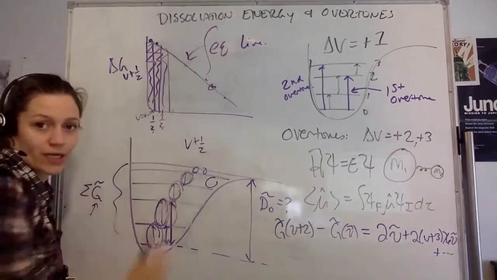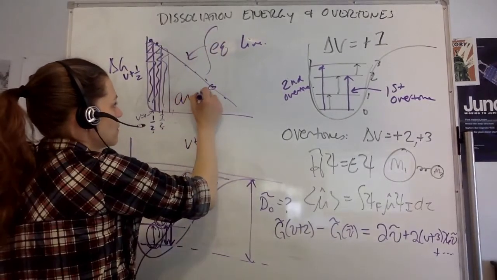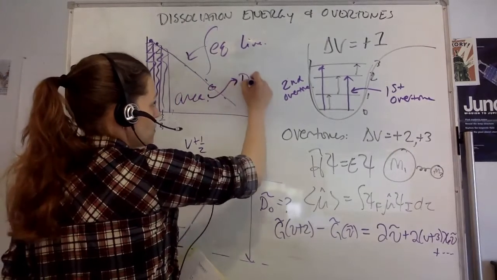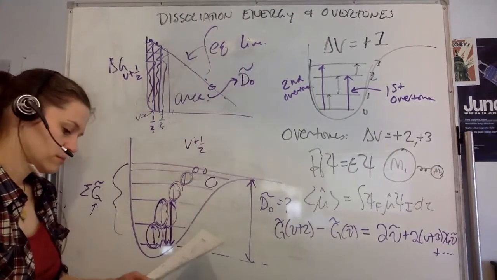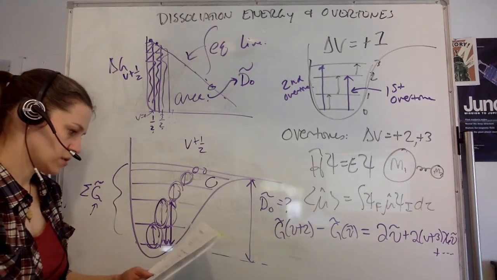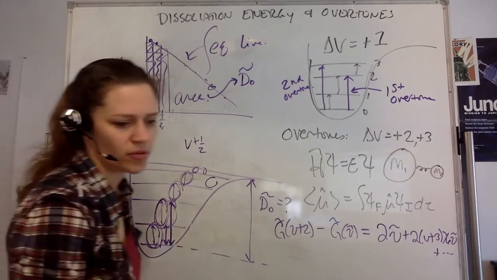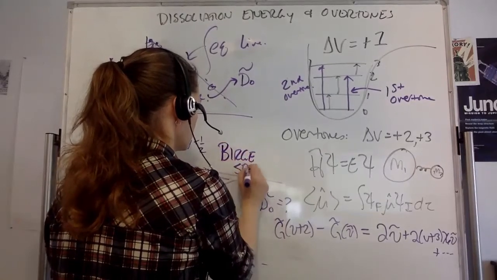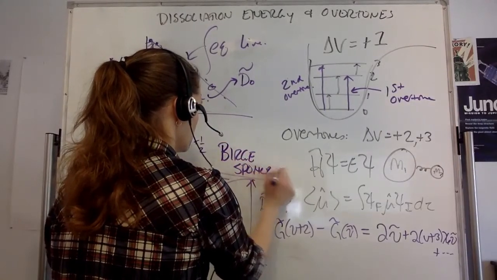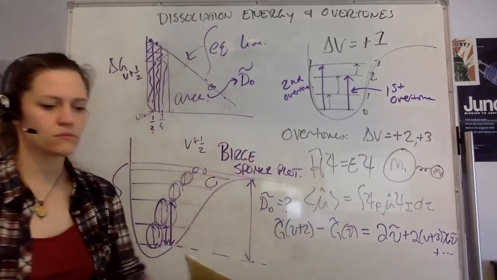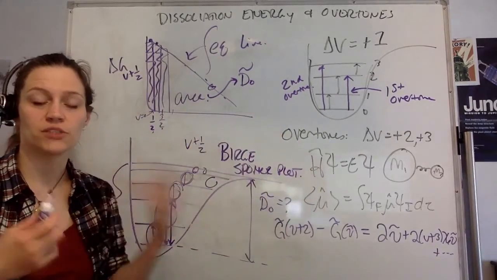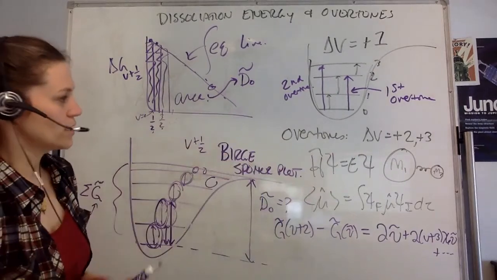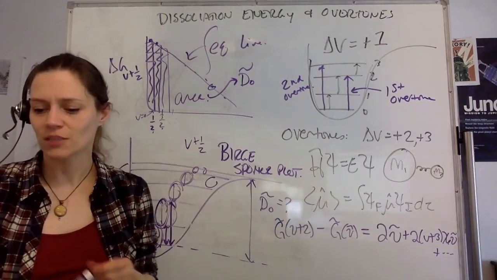So you integrate that, and you find the area under the curve, and that is going to give you D0. Awesome. So this is called, can I remember the name? Birge-Sponer plot. You'll be using that to determine the dissociation energy of your overtones of the HCl and DCl problem. Sweet. So much stuff you can learn from spectroscopy.